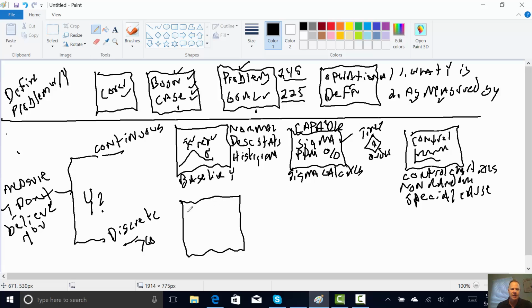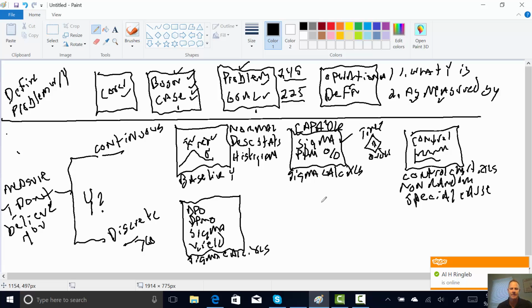But this also is going to be DPO, DPMO, sigma, and yield. Basically, same thing. You're going to tell me how well we're performing. And that also is the sigma calculator.xls. All right. And then I don't know how to turn this off, but he can go away.